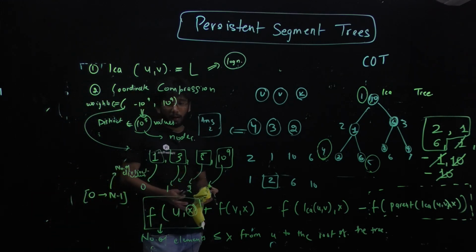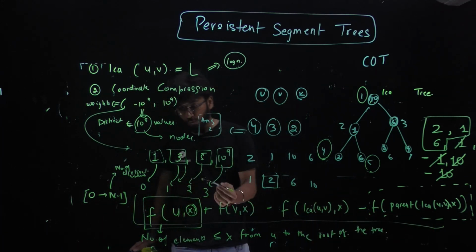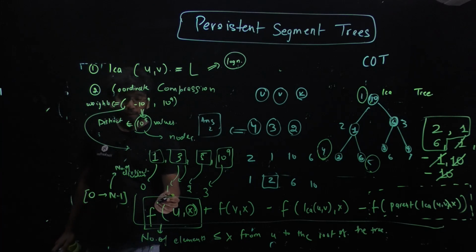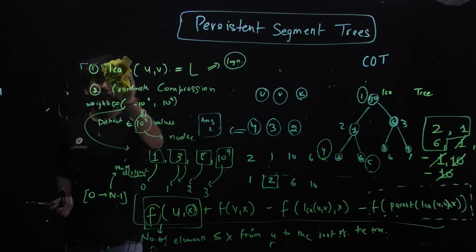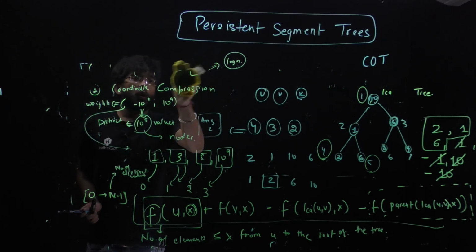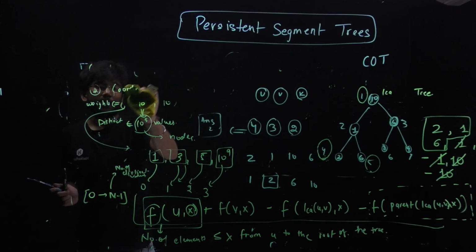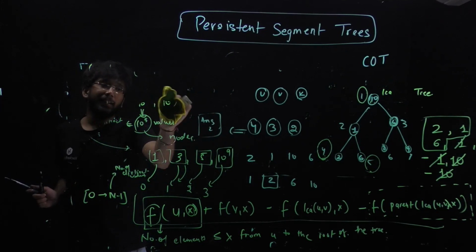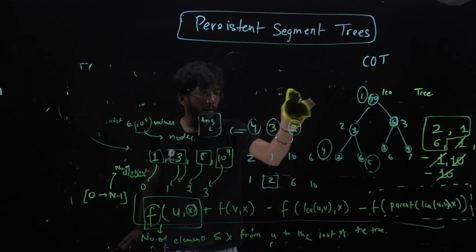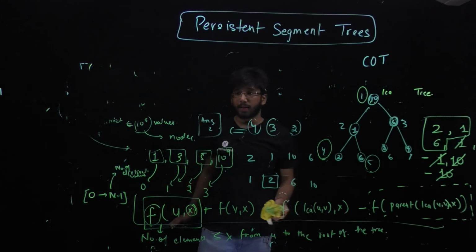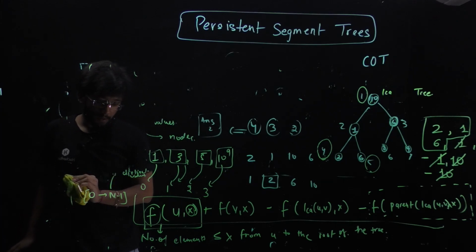But I need to binary search on this function. So I need to figure out what this function could be that helps me in the binary search. That function would come from the concept of persistent segment trees, finally. I'll keep the question intact and this f function intact over here.